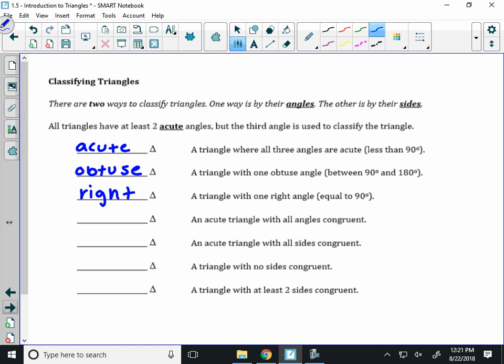An acute triangle with all angles congruent. This might be a little different of a word than you've heard before. An acute triangle with all angles that are congruent is called equiangular. All one long word, equiangular. A lot of times what happens is we get acute and equiangular mixed up because all three angles are acute, but what sets them apart? If all three angles are the same, it makes it equiangular.